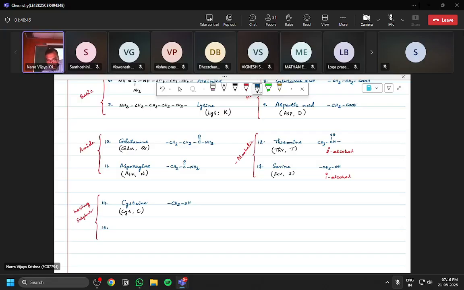If it is a thioether, CH2, CH2, SCH3. If it is a thiol, cysteine. If it is a thioether, methionine. MET, single letter symbol, capital M, methionine. Now, benzene ring possessing groups, 16, 17. Remember as one set. So both are benzene ring possessing amino acids.